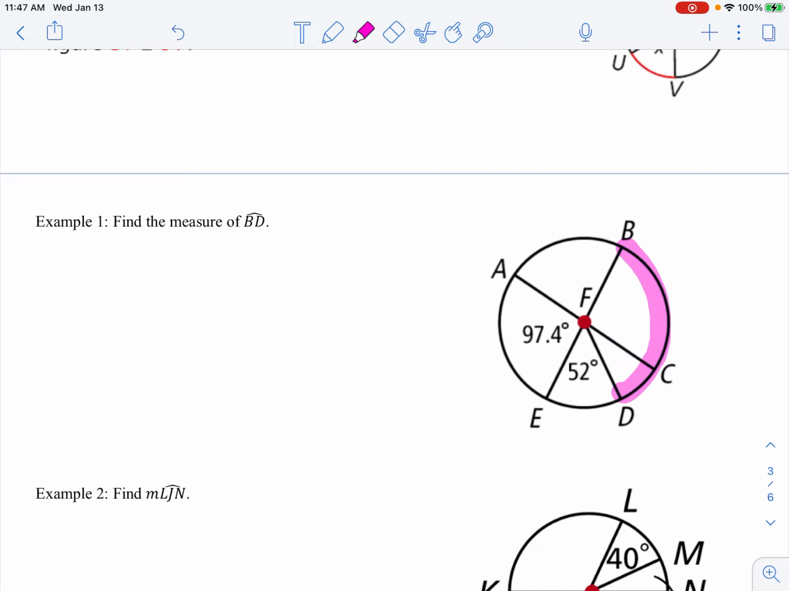Now technically we can rotate any way, but if I were to go B to D the other way, you'll notice I cover more than half a circle. That would have been a major arc. If it's 2 letters, it's a minor arc, so I must go from B to D this way.